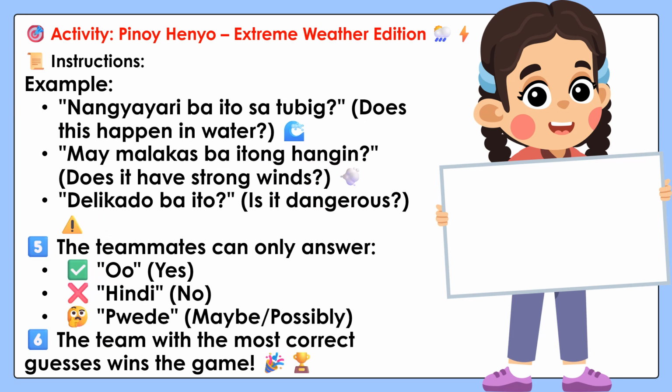Example: nangyayari ba to sa tubig? May malakas ba tong hangin? Delikado ba to? So the teammates can only answer oo, hindi, pwede, o yes, no, maybe, or possibly. So the team with the most correct guesses wins the game.